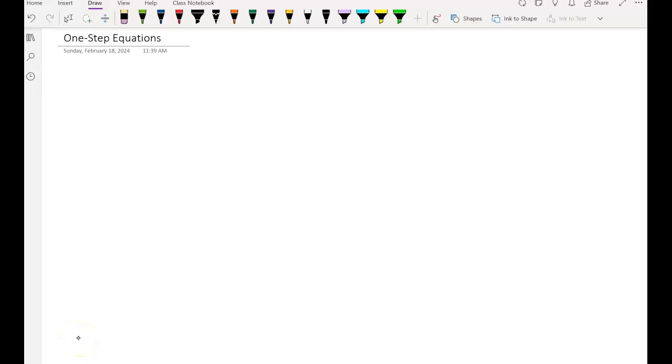Hello there, math people. Today we are taking a look at solving one-step equations. And the thing we have to remember about equations is that equations have equal signs. Expressions don't, equations do. And whatever happens to be on one side of the equation has to be equal or equivalent to what's on the other side. Okay? So they have to be balanced.